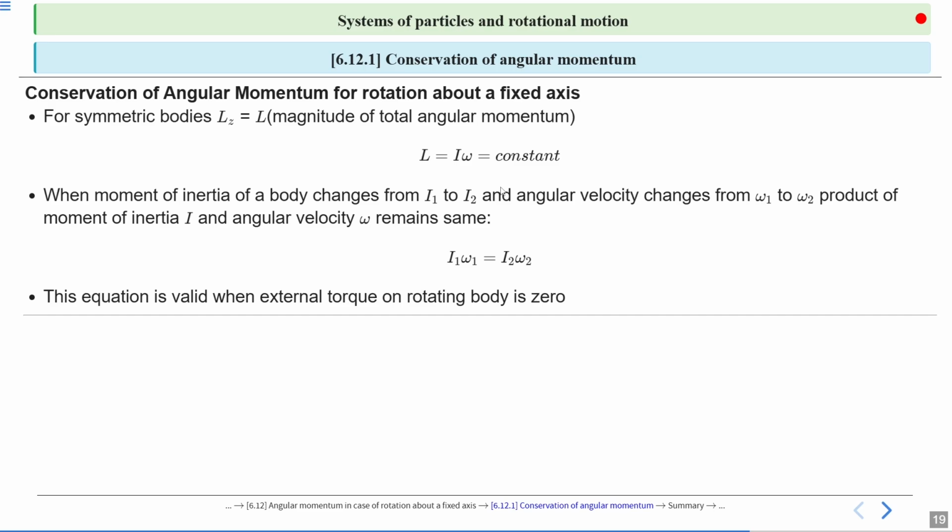In simple words, we can say if the system is isolated, with no push or twist from outside, then whatever angular momentum it had in the beginning will continue, in such a way that L equal to I omega remains the same. So we know I1 omega 1 is equal to I2 omega 2. So if one increases, the other decreases, like a balance. All right.